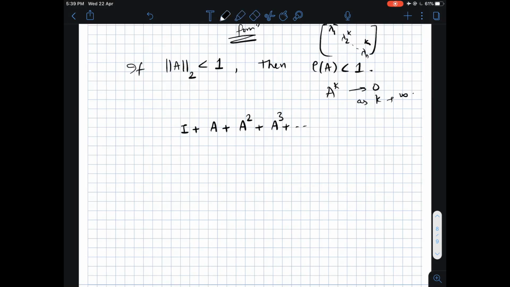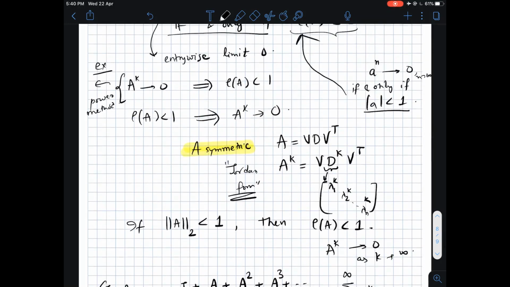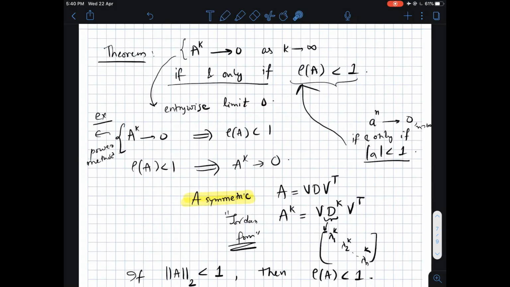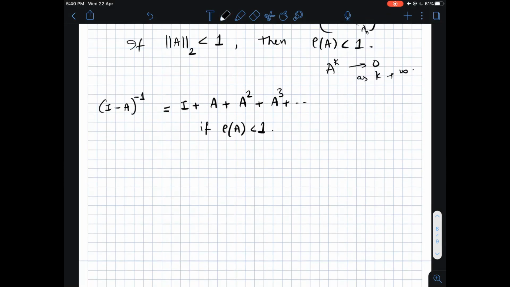So basically you are looking at this summation. This is an infinite summation, so it's a series. You can write it as the summation of A to the k, k equal to 0 to infinity, right? So one can show, and we'll skip the proof here, using very similar ideas to the proof of this theorem over here, that this series actually converges to (I minus A) inverse if the spectral radius of A is less than 1.